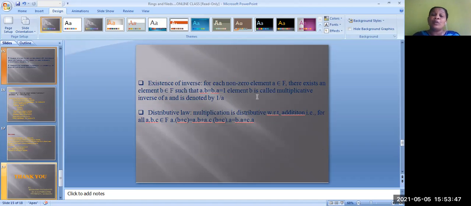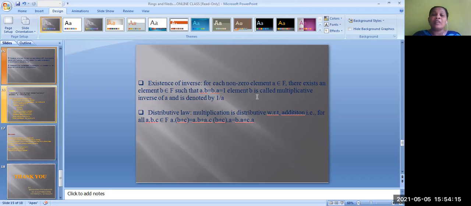Next, the distributive law. Multiplication is distributive with respect to addition, so here we are using two binary operators. A into (B plus C) is equal to A into B plus A into C, and (B plus C) into A is equal to B into A plus C into A, for every A, B, C belonging to F. These are all the properties which we satisfy in fields.